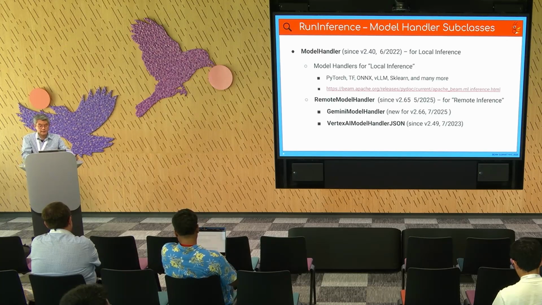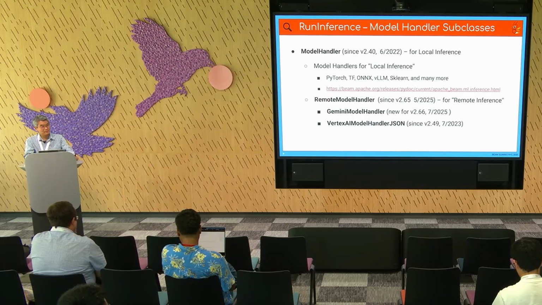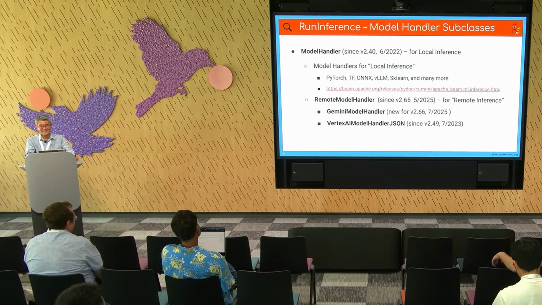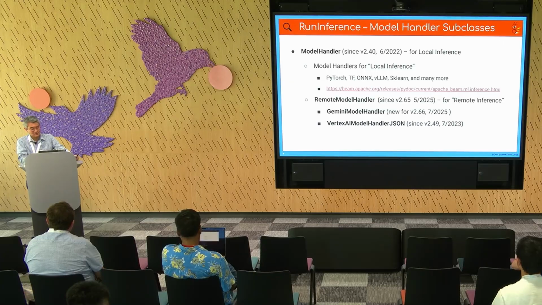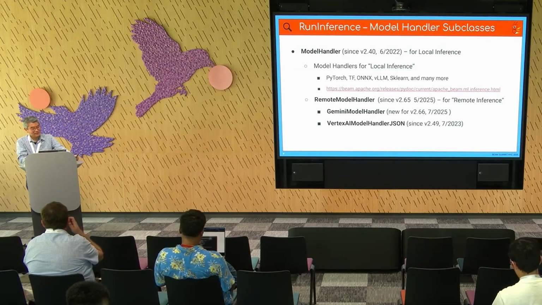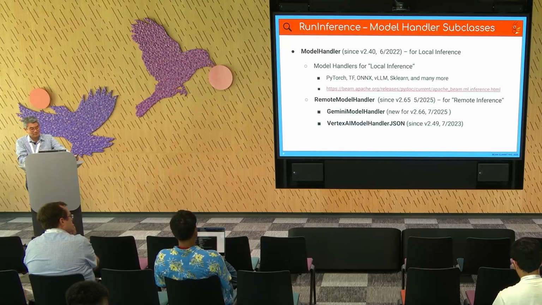But what's really exciting for us for remote inference is this new remote model handler subclass introduced in Beam 2.65. Actually, that was before I submitted my original talk proposal for this conference, so I needed to adjust my talk after this release. Its subclasses are called Gemini model handler and Vertex AI model handler JSON. These are the ones I would use for the actual implementation.